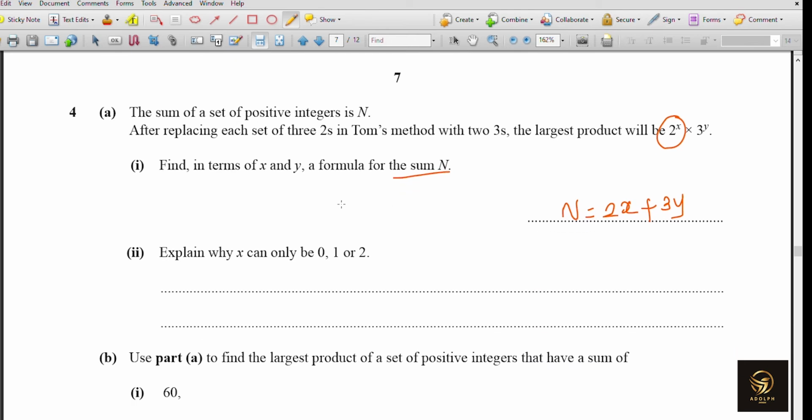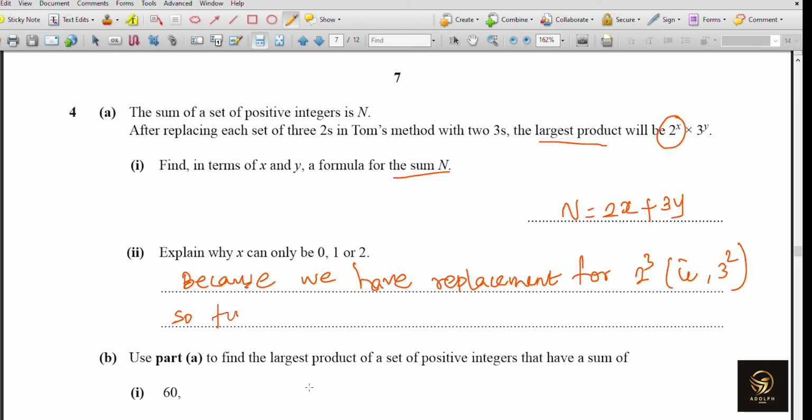Next, they have mentioned it here. It's going to give the largest product, and explain why x can only be 0, 1 or 2. So why can it only be 0, 1 or 2? Why can't it be more than that? Because just now we have seen that we have a replacement for 2 power 3, that is 3 power 2.